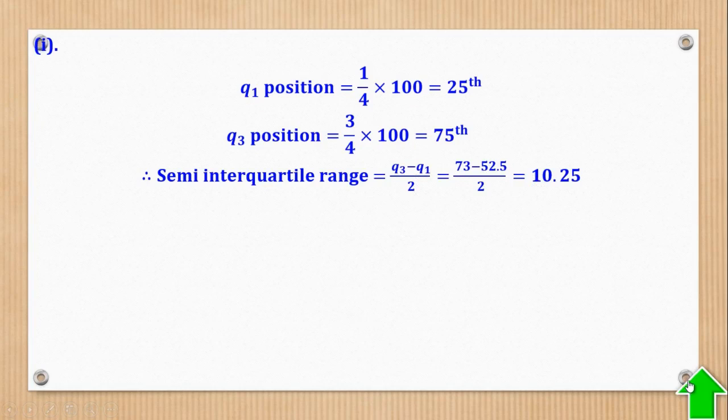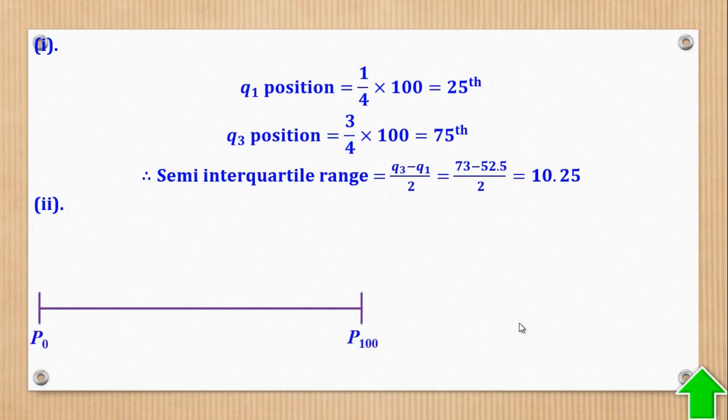That was Roman 1. Roman 2, they wanted the middle 40%. Middle 40% is another way of asking questions about percentiles. So middle 40% means you have to first get the range. So how do you get the range? Remember, percentage is from 0 up to 100. 0, that is P0, up to 100.